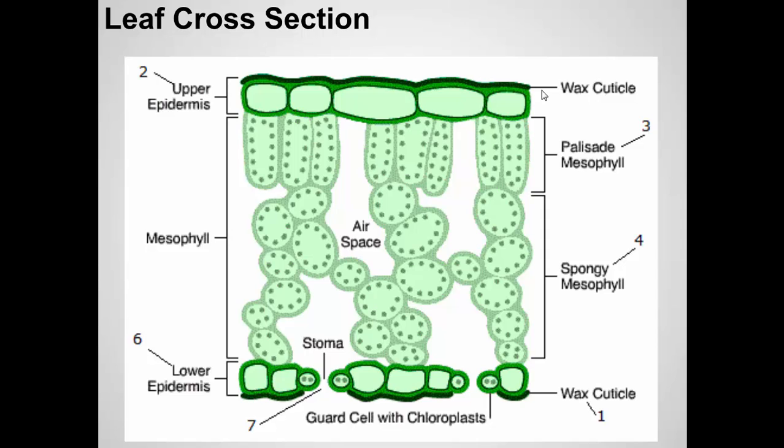So we know that photosynthesis takes place in the chloroplast of cells. And where do you find chloroplast? Plants. In plants? Where in plants?